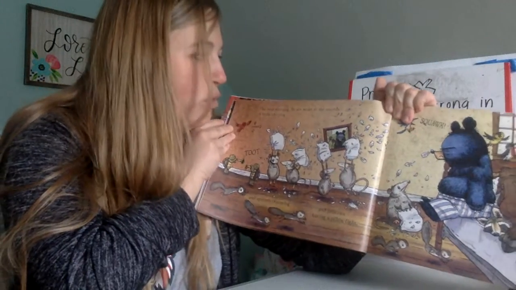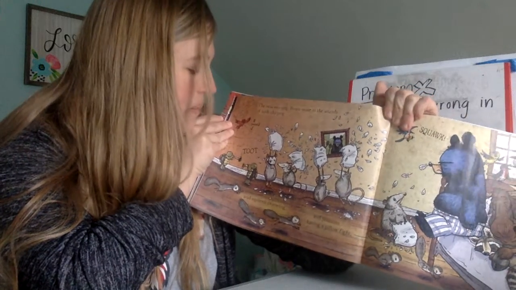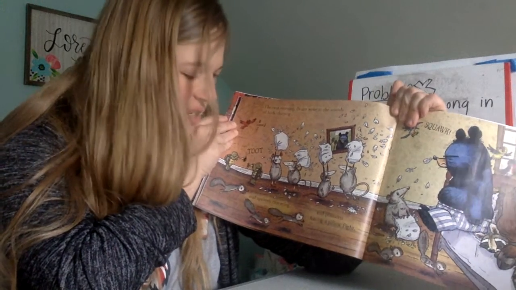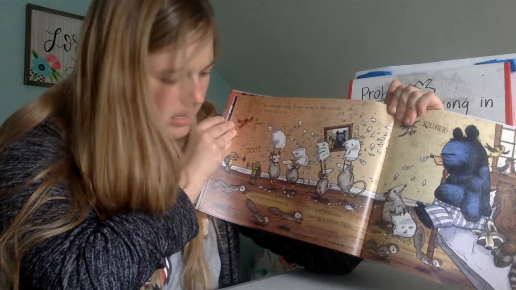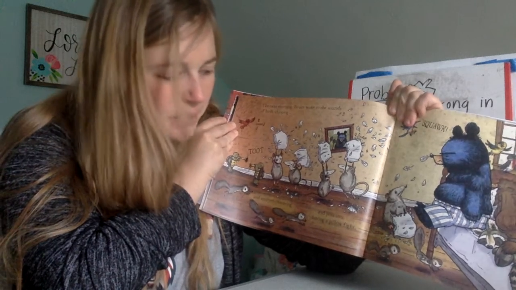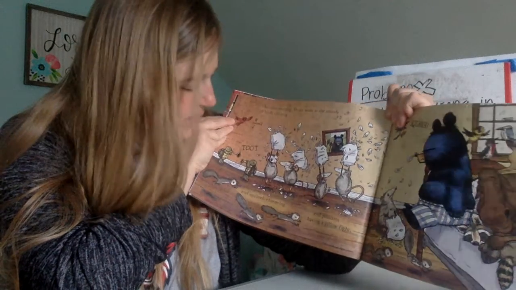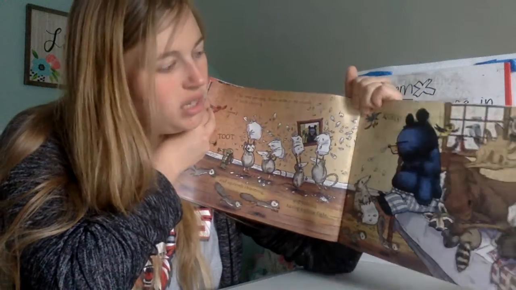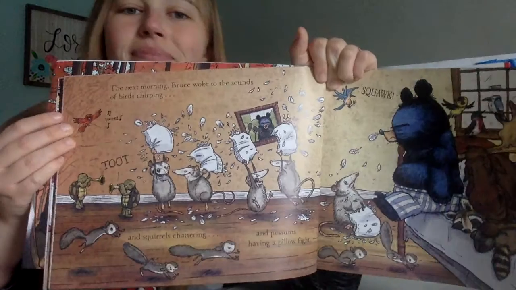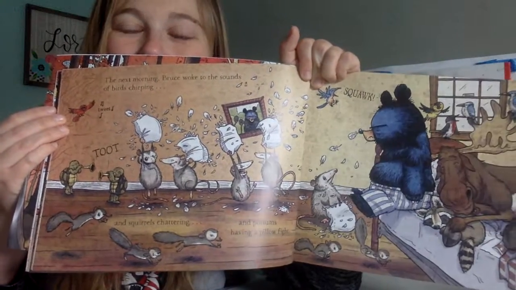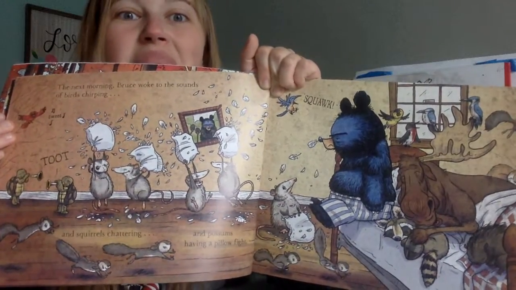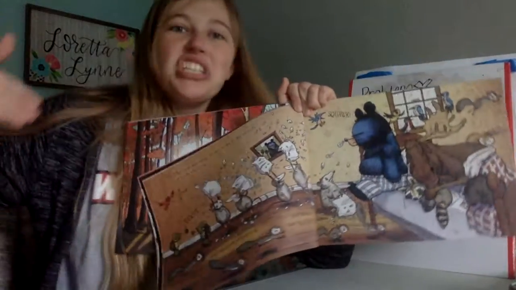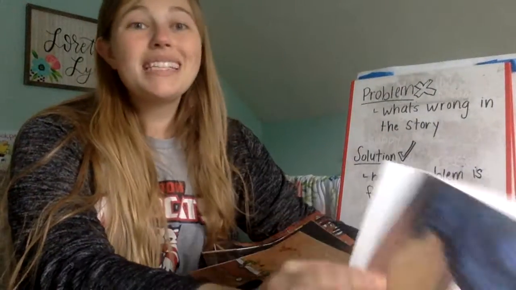The next morning, Bruce woke to the sounds of birds chirping, tweet, and squirrels chattering, and possums having a pillow fight. Poot, quack. That's a problem. This whole situation's a problem. What's wrong? Bruce wants his house back.